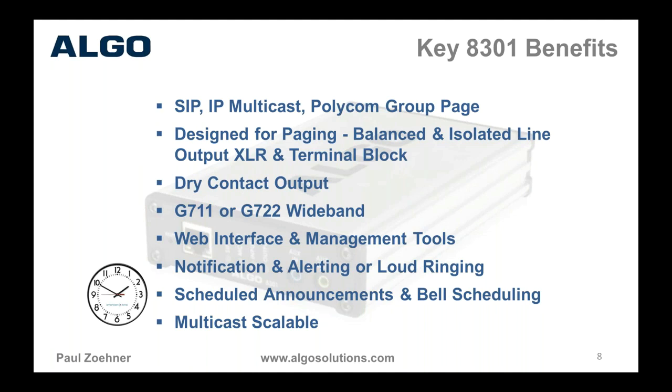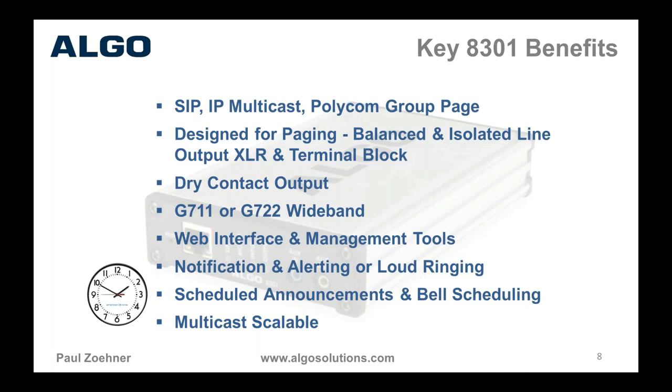You also have line level compensation, automatic gain, so you get very consistent audio levels out, which aren't dependent on which type of phone is sending the transmission or who is using that phone. You get a dry contact output, which is required by some amplifiers to mute music or to activate, instead of using Vox, which sometimes has a delay.